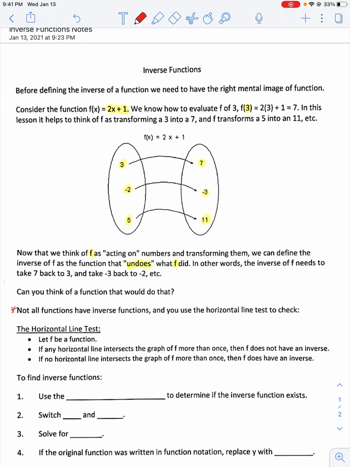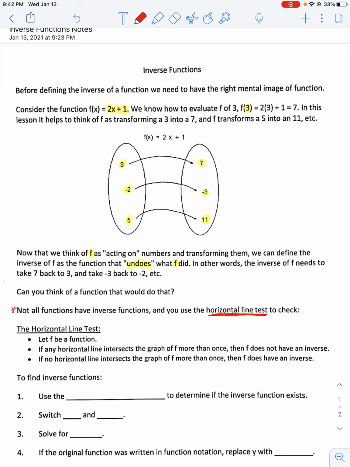In order to check to see if a function even has an inverse, there's no reason to waste your time trying to find an inverse if something doesn't have one. So in order to check, we have to use this thing called a horizontal line test.